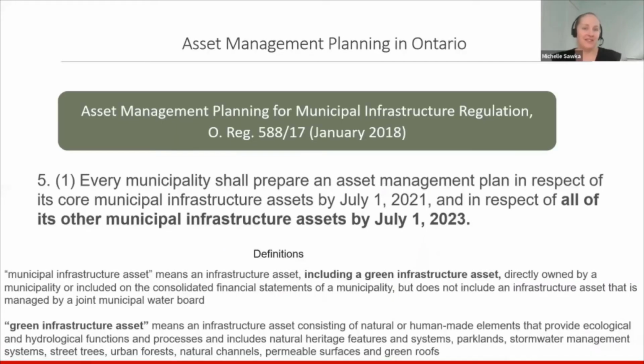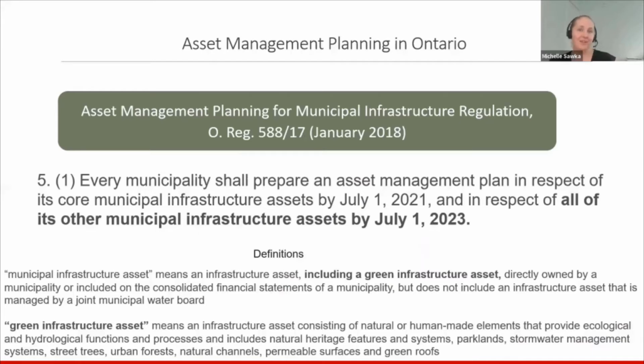So now I'm going to transition to our main topic, which is green infrastructure in asset management planning. And in Ontario, we have a regulation that requires municipalities to undertake asset management planning, and it states that they should include green infrastructure in these plans.